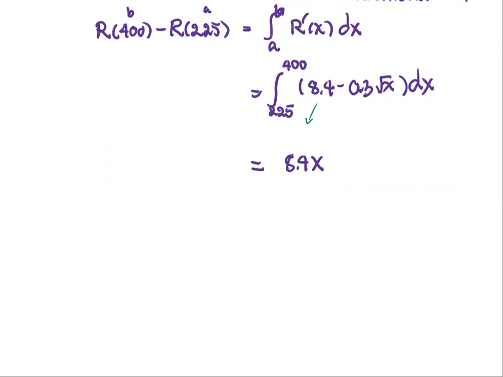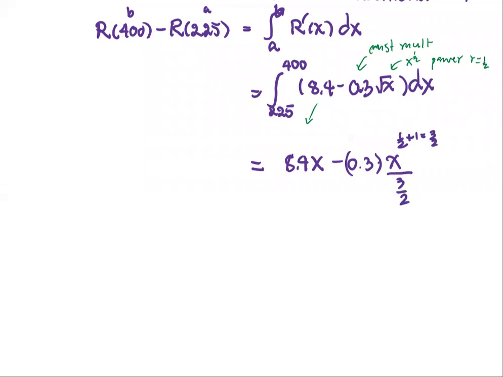And the second term is a constant multiple, so I'm going to write it as a constant multiple. The square root of x is x to the power 1/2, which is a power function. Use the constant multiple rule to get 0.3 times the antiderivative of square root x, or x to the power 1/2, which is x to the power 1/2 plus 1. The new power becomes 3/2. We use 3/2 as the denominator of the antiderivative, and then we evaluate from x equals 225 to x equals 400.